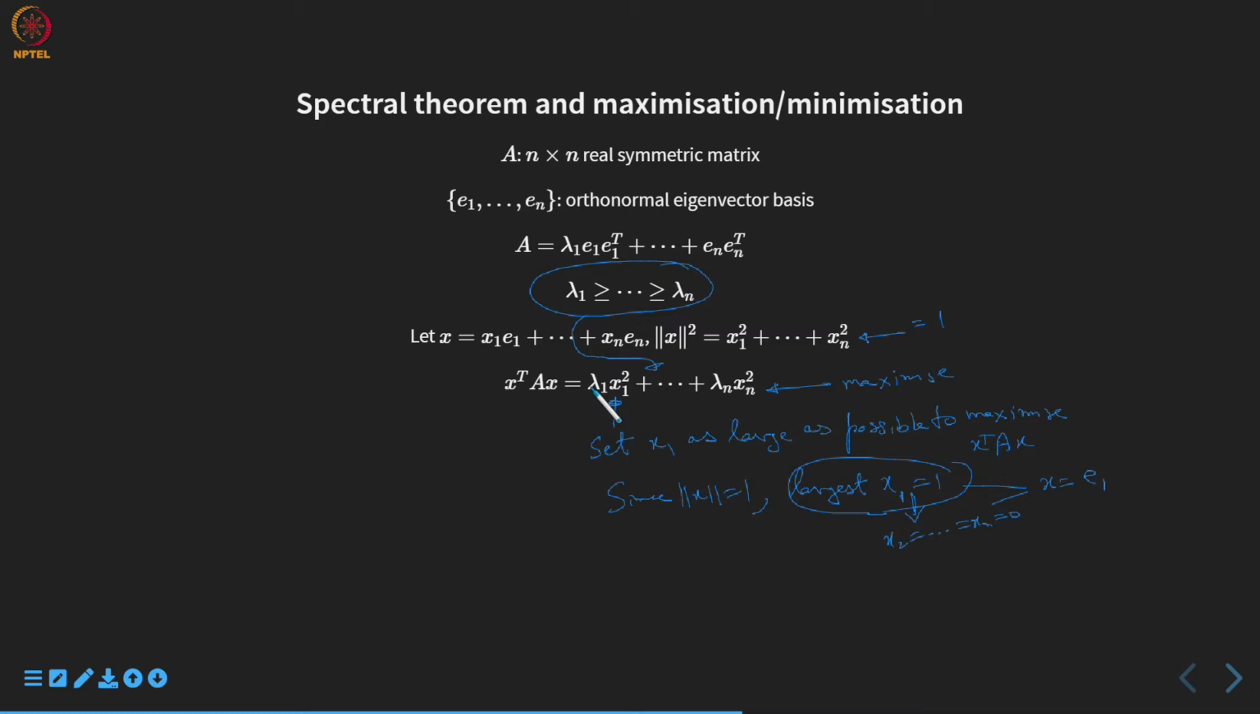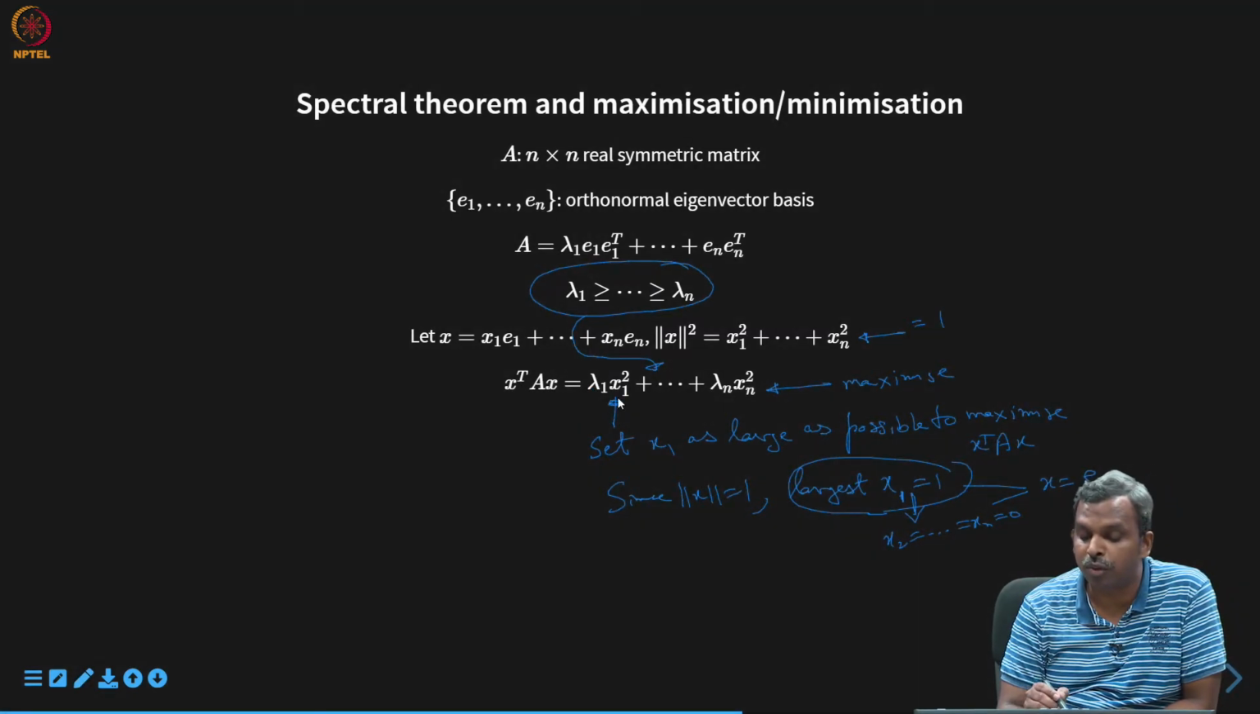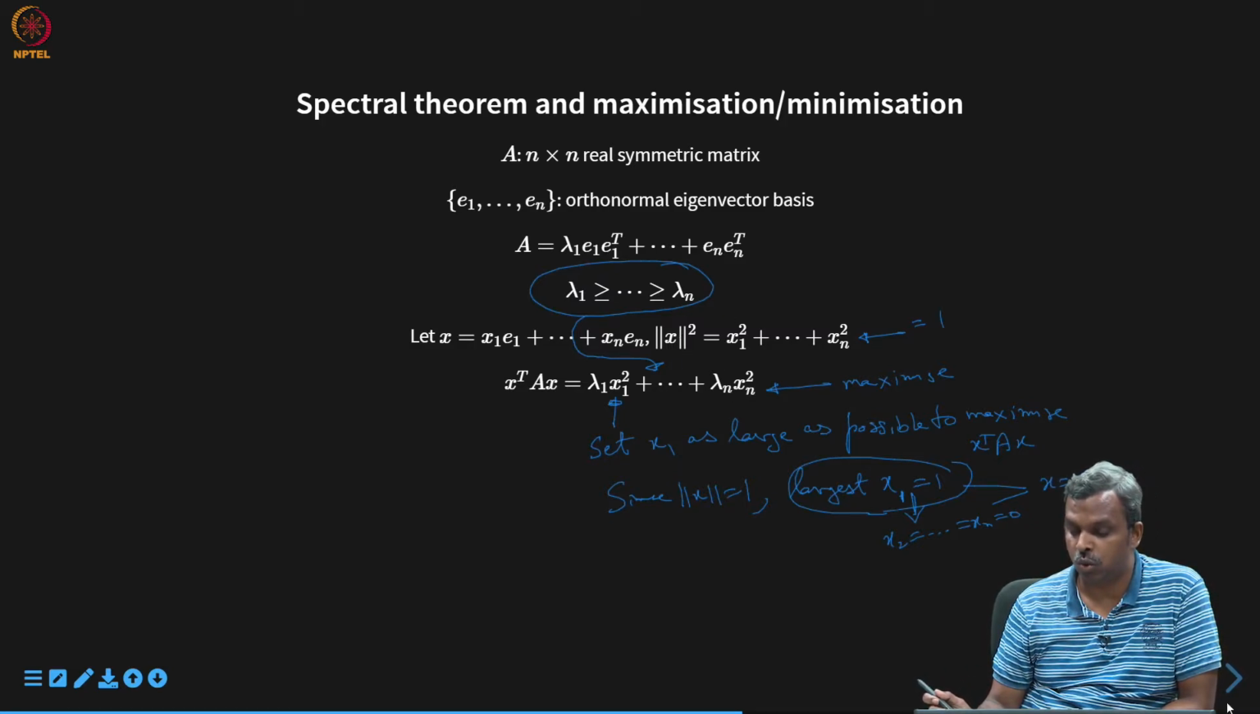It cannot go above that. Okay? So that's a very simple result that you get once you get this form. If you did not have this form, if you had x1, x2, x1, x3 and all, you can't make these easy calculations. Okay? So notice how the spectral theorem is playing a huge role here.